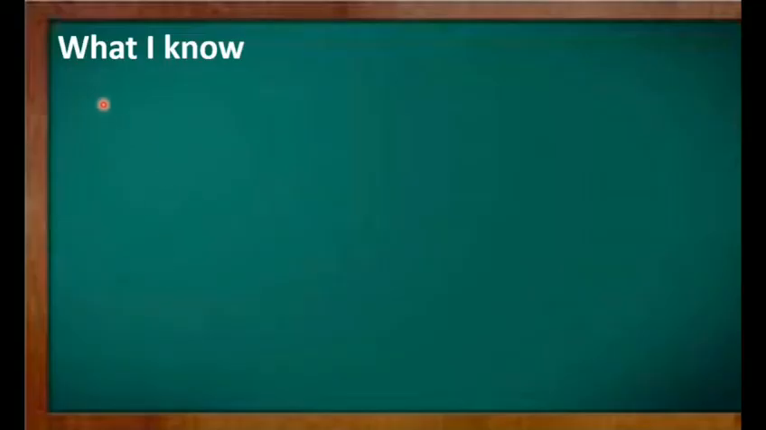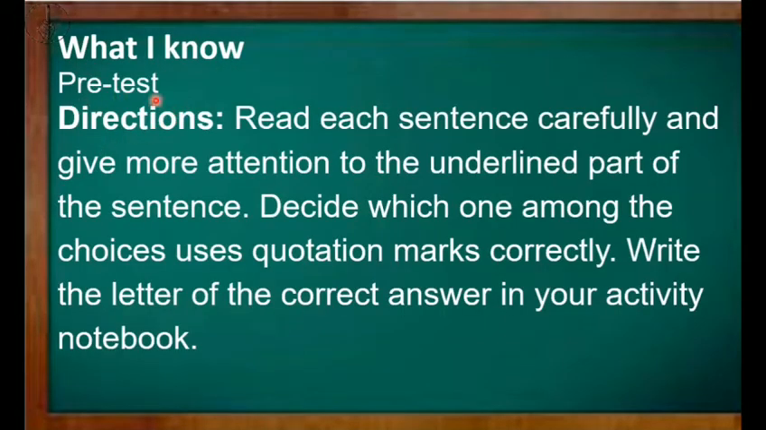Now in your module, under What I Know, we have a pretest and here are the directions. Read each sentence carefully and give more attention to the underlined part of the sentence. Decide which among the choices uses quotation marks correctly, and then write the letter of the correct answer in your activity notebook.